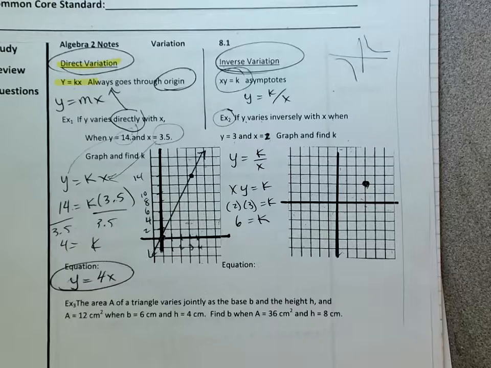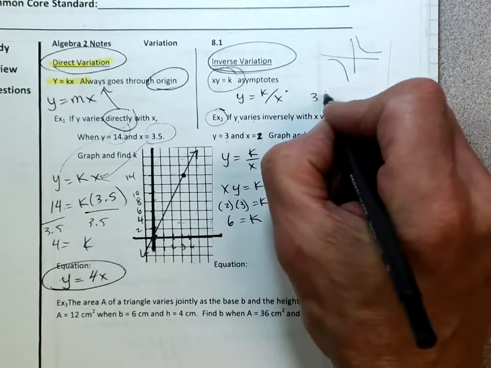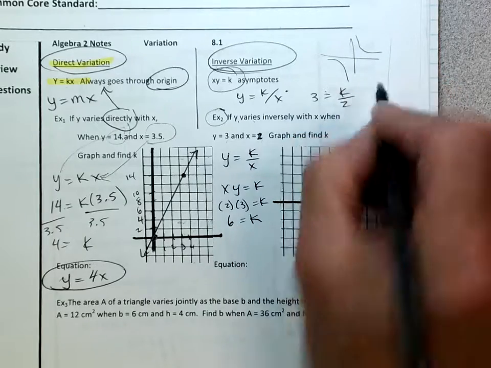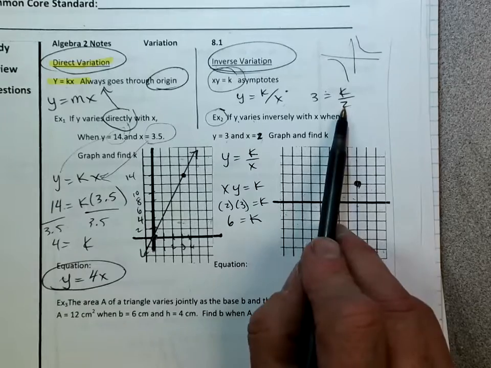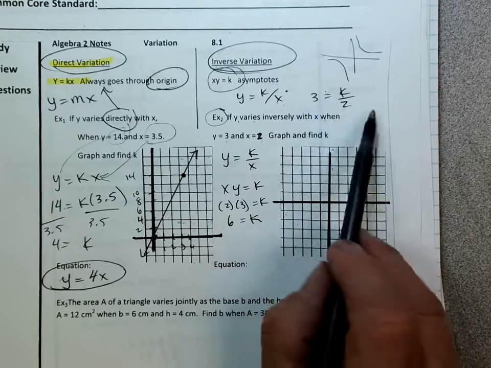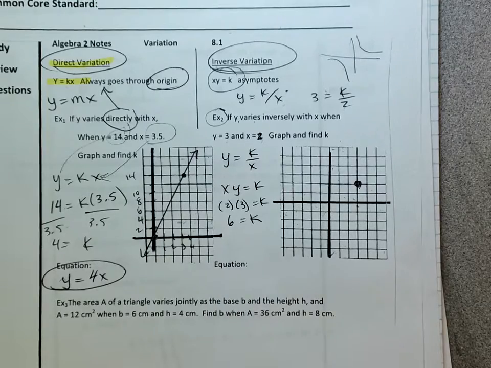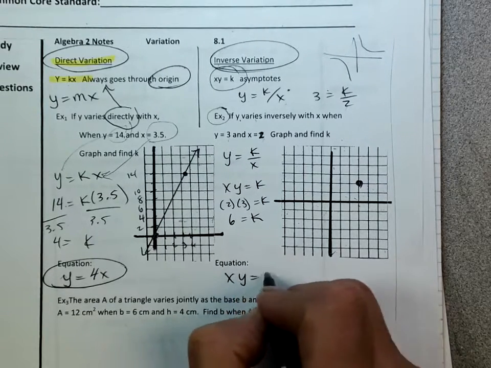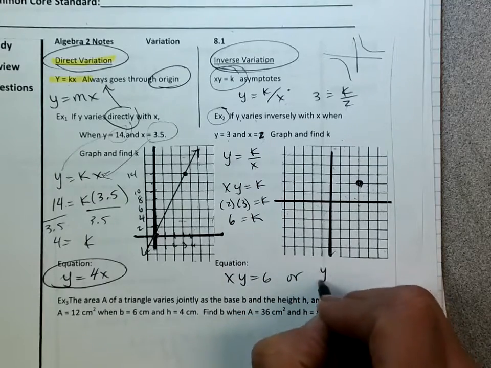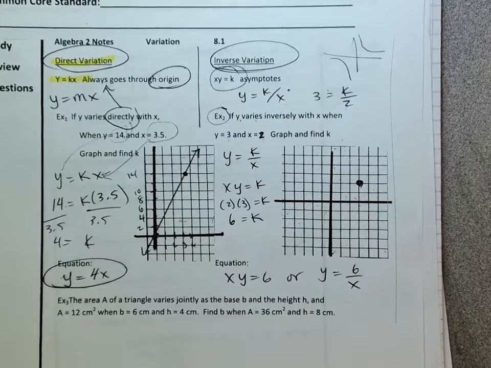We could do that too. If I use this equation, we're going to have 3 equals k over 2, right? If you want to use that one, Grace, they're the same equation. How would you solve for k right here? Wouldn't you multiply up 2 by 2 anyway? That's what I got. So the equation is either xy equals 6, or you could say y equals 6 over x, right? They're the same exact equation.